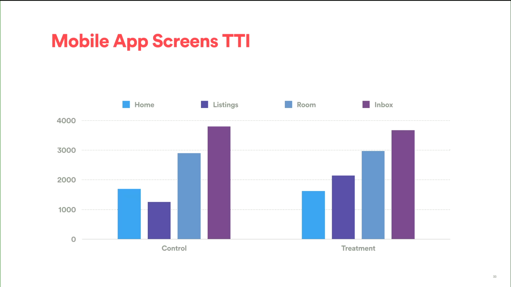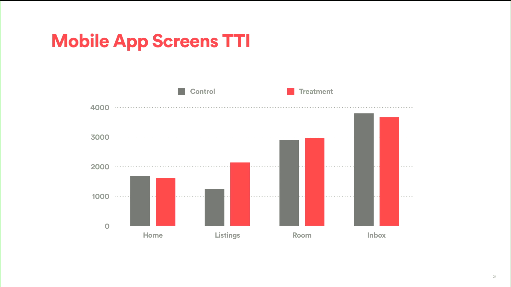Yeah, this is a terrible way to visualize the data. Let's try again from another dimension. Let's put the screen comparison together. Now it's very obvious something is wrong with the listing page.